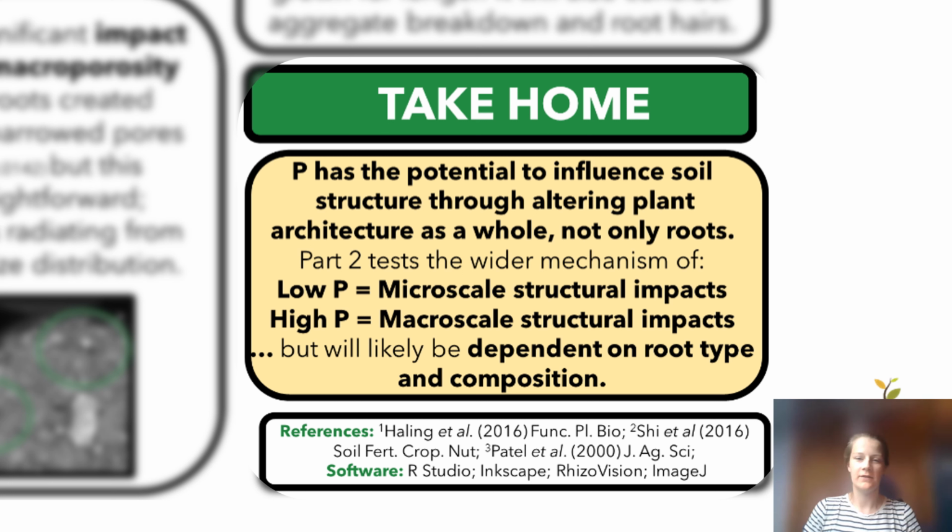Furthermore, we hypothesize that low phosphorus conditions drive microstructural impacts, whereas high phosphorus conditions drive macrostructural impacts, but that these effects will likely be dependent on root type and composition, along with above ground plant properties.